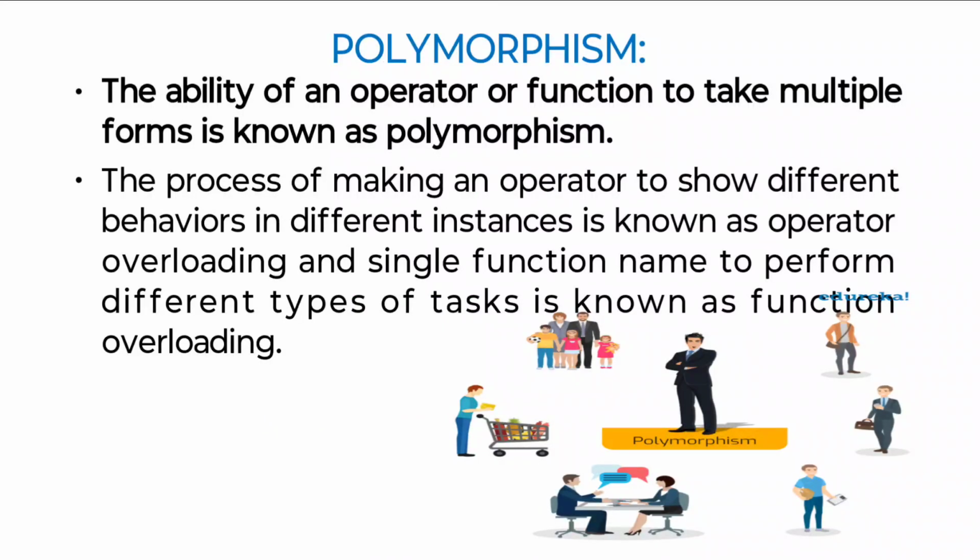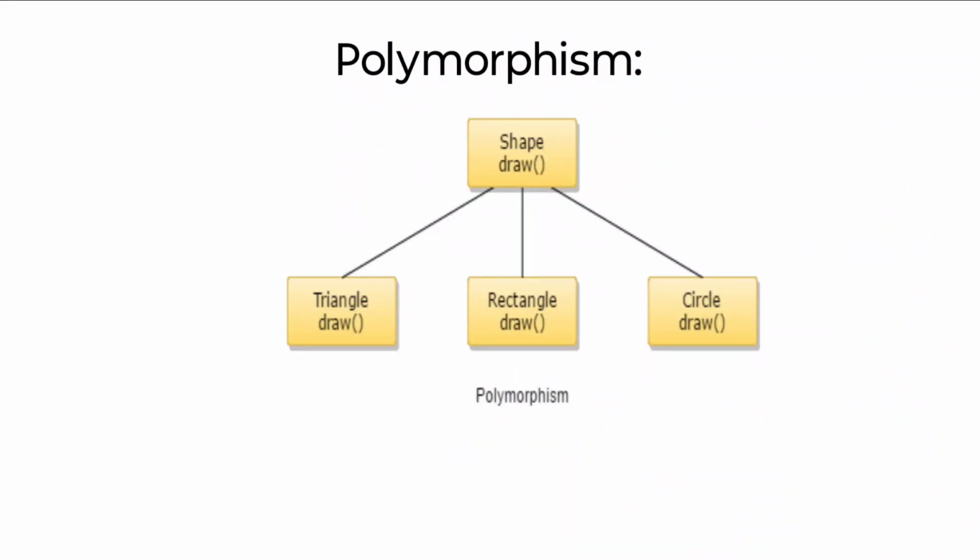Next one, polymorphism: the ability of an operator or function to take multiple forms. Poly means many, right? Multiple forms is known as polymorphism. The process of making an operator show different behaviors in different instances is known as operator overloading, and using a single function name to perform different types of tasks is known as function overloading, right? Poly means many. So we create a class called Shape with draw. Here the shapes are triangle, rectangle, and circle. Thank you.